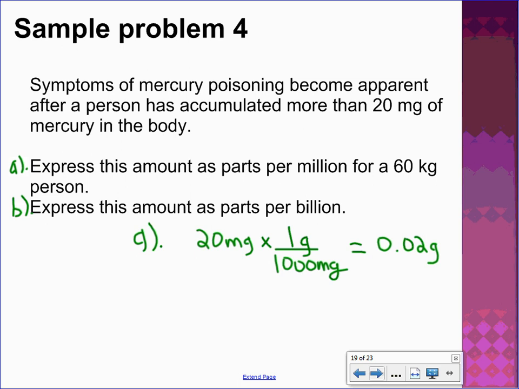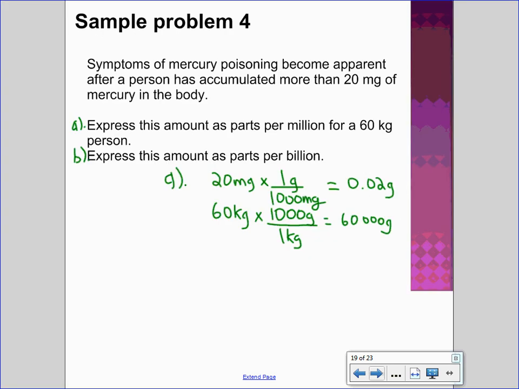in that necessary unit. We also have the 60 kilograms, which we also need to convert into grams. And remember that for every 1,000 grams, we have 1 kilogram. So our units of kilograms will cancel out. And we take our number, we multiply it by 1,000, and we'll get 60,000 grams as the mass of that person.